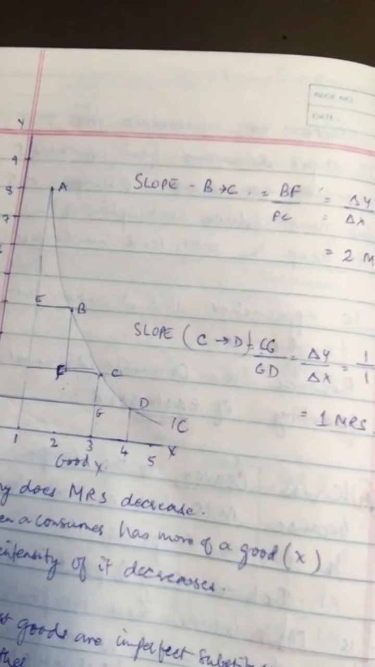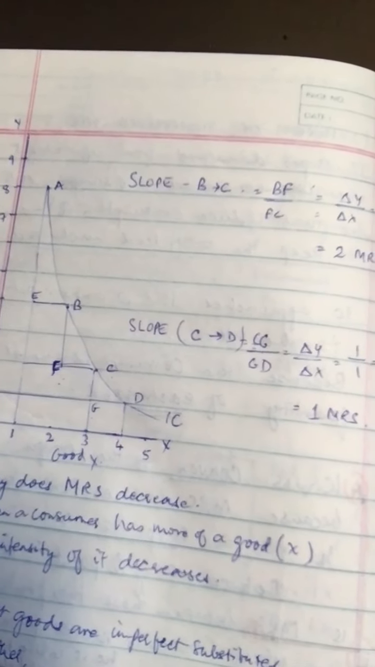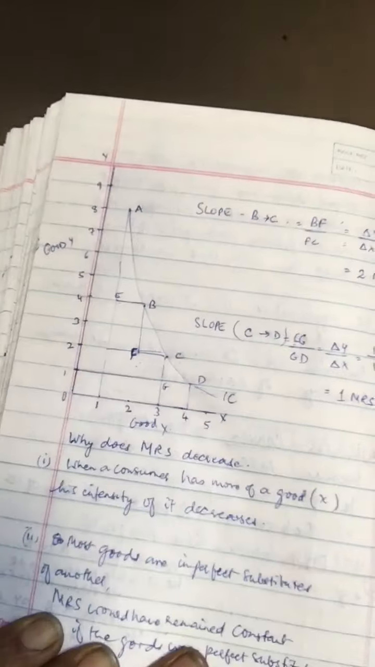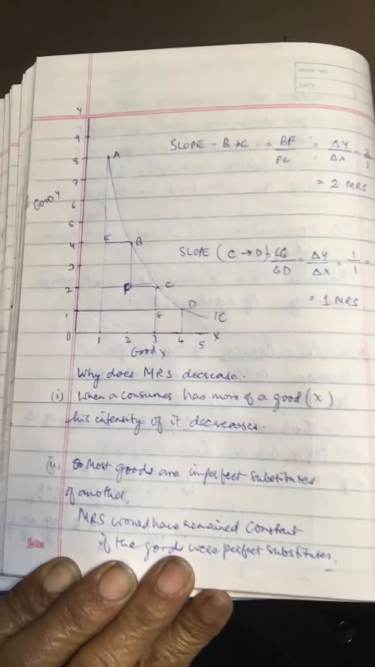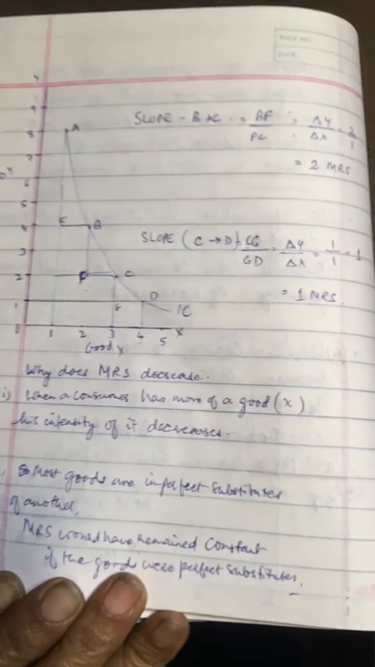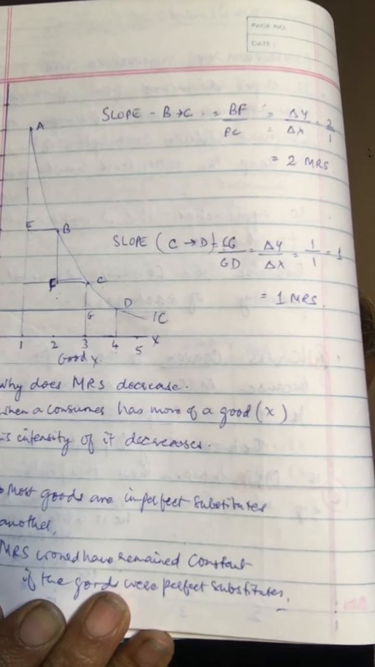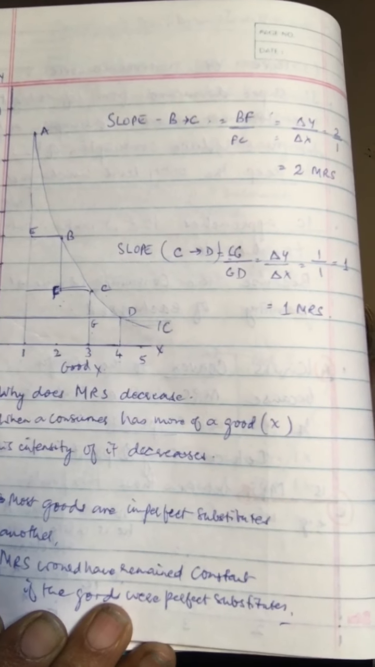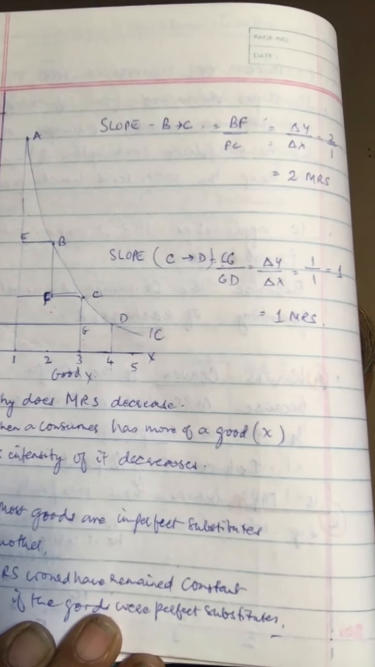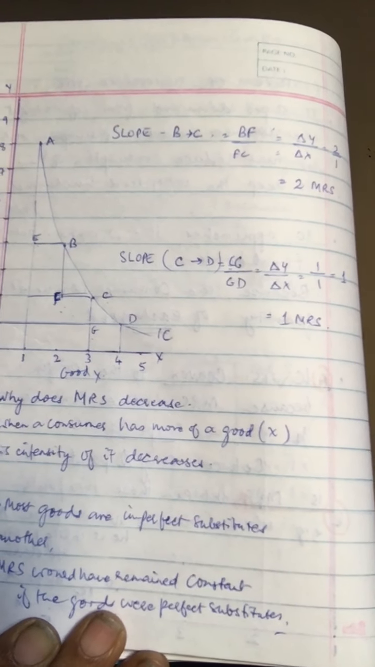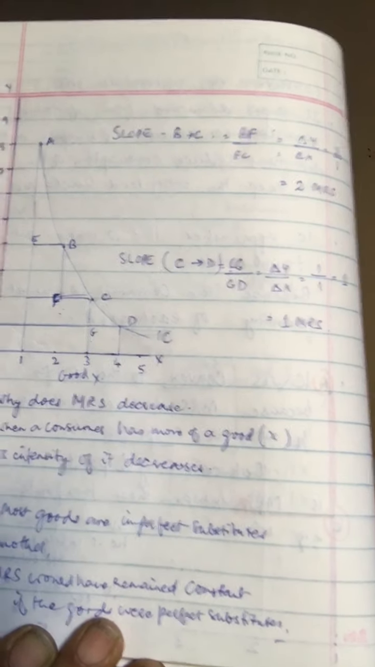Now look at the slope when it goes from C to D. What is that? CG upon GD, that is change in Y upon change in X, 1 upon 1 is 1. So remember that we take only the absolute values of the slope, and we find that the slope is continuously declining as we move downwards along the curve, and this gives the convex shape to the indifference curve.